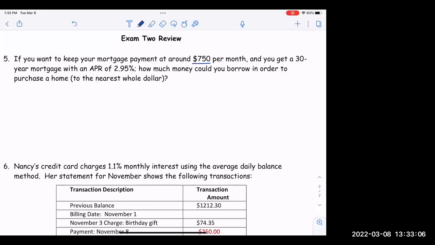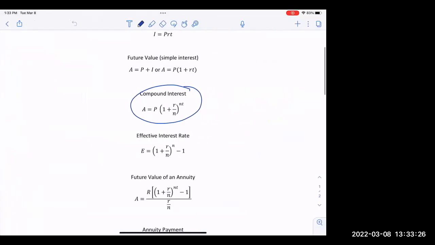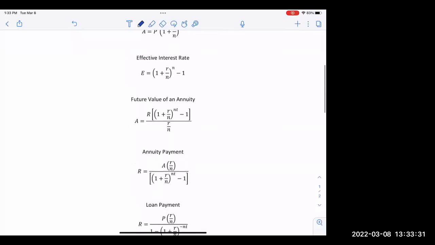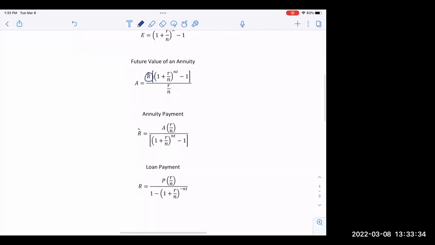In this case, it says we want to keep our mortgage payment at around $750 per month. So that's a payment amount. So this is not P and it's not A. This is capital R, because that's a payment amount in this case, which is helpful because if I flip to my formula sheet again, there are only 3 formulas on here that have a capital R in them, and those are the last 3. So at least just knowing that, if I can correctly identify a capital R, then I know it's got to be one of those bottom 3 formulas.